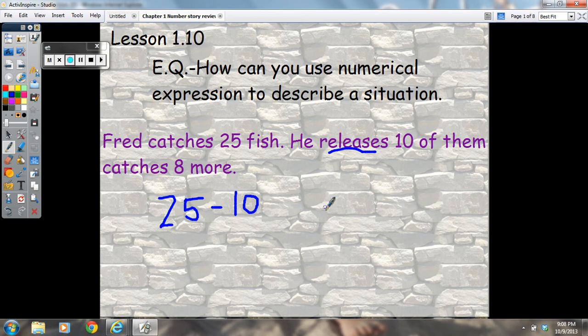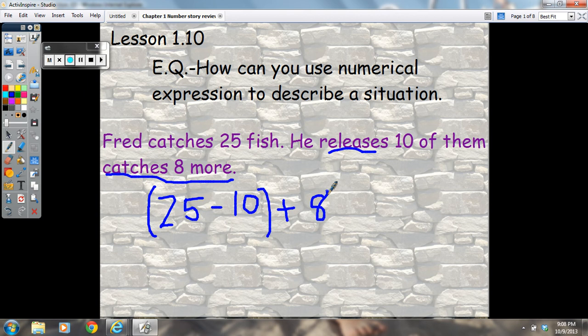From that point, we know that the next part says he catches 8 more. So if he has 25 and he releases 10, and then he catches 8 more, this word more clues us in that we need to add the 8 more that he caught.